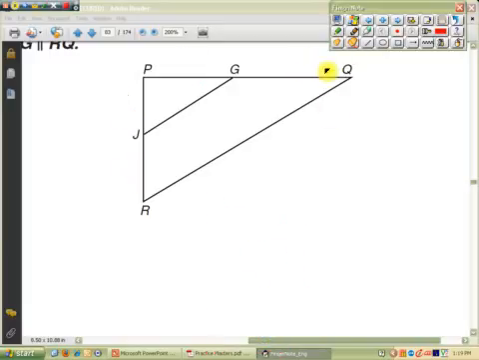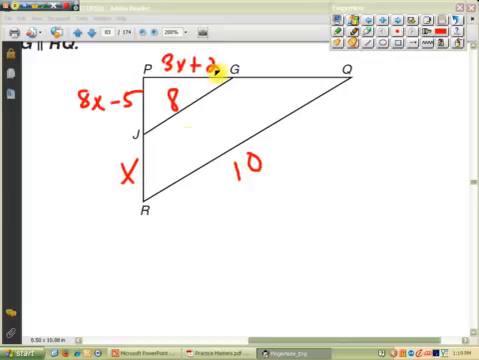Number 4, again, use the same picture. RQ is 10 this time. JG is 8. PJ is 8X minus 5, so this here is 8X minus 5. JR is X. PG is 3Y plus 2. And GQ is Y. Now, this problem is more difficult because you can't say that JG is half of RQ, because it's not. JG is 8, RQ is 10. So that doesn't work.